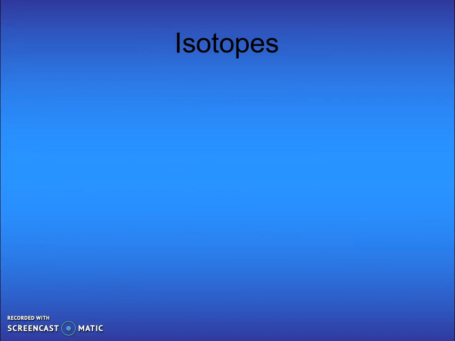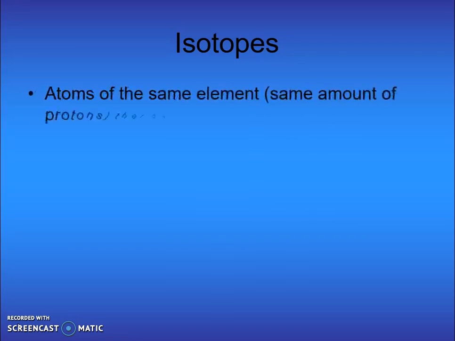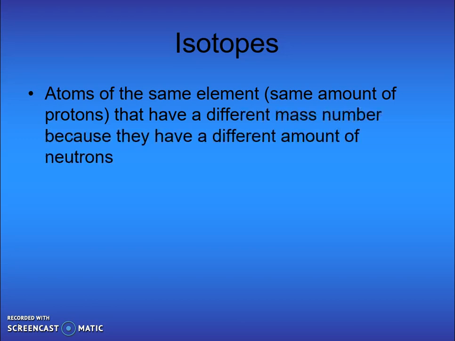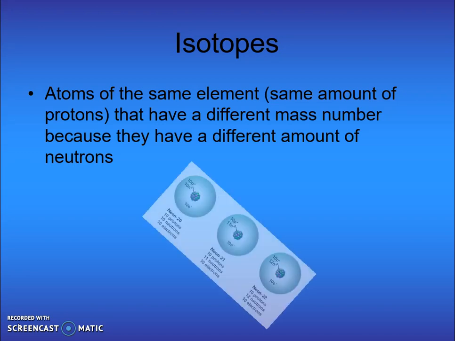There are different isotopes for every element, and those isotopes are atoms that have different masses because of the different number of neutrons, but they still are the same element because of the number of protons. So same number of protons with a different number of neutrons, resulting in a different mass number.